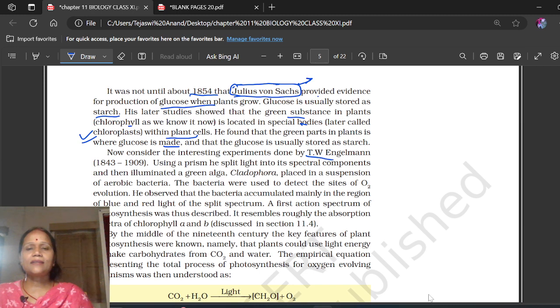So now another scientist, T.W. Engelmann, 1843 to 1909. What did he do? Using a prism he split the light. Now we just taught a little about photosynthesis: the oxygen we get comes from the hydrolysis of water. What happens here? He split light into spectral components and then illuminated a green alga, Cladophora, which was placed in a suspension of aerobic bacteria. Cladophora is an alga that was kept in a bacterial suspension, and the bacteria were used to detect the site of oxygen evolution, where oxygen evolution is taking place.